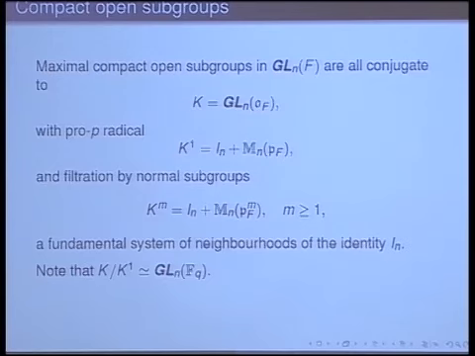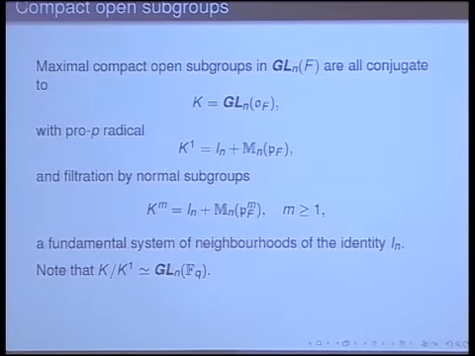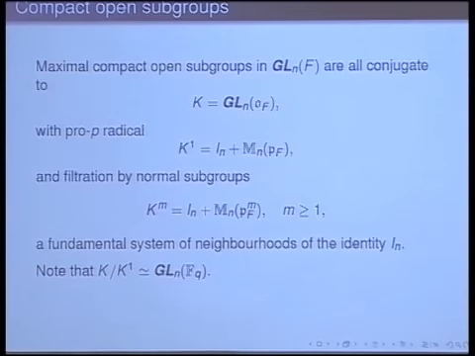These have what's called the pro-p radical, the maximal normal pro-p subgroup, which I'll call K1, and this is the things which, when you reduce them mod P, you get the identity. And then also a filtration by normal subgroups, where instead of reducing mod P, you reduce by some power of P. And this is just like the groups that we saw in GL1, so in F cross, and this is somehow the analog. And again, this gives a fundamental system of neighborhoods of the identity.